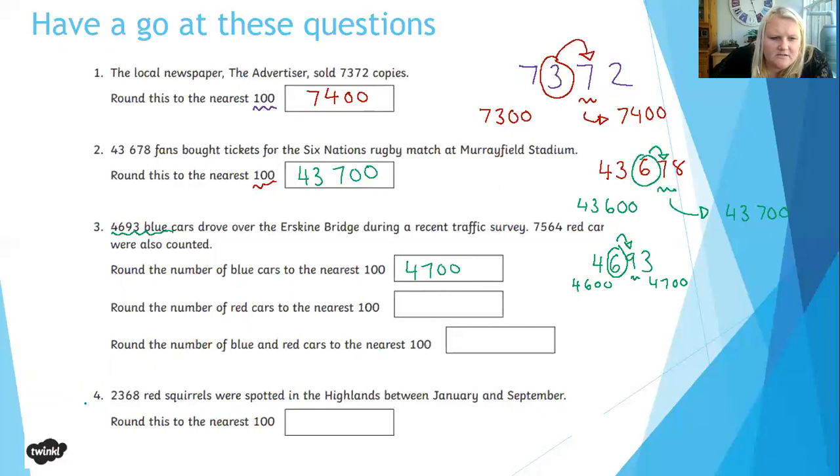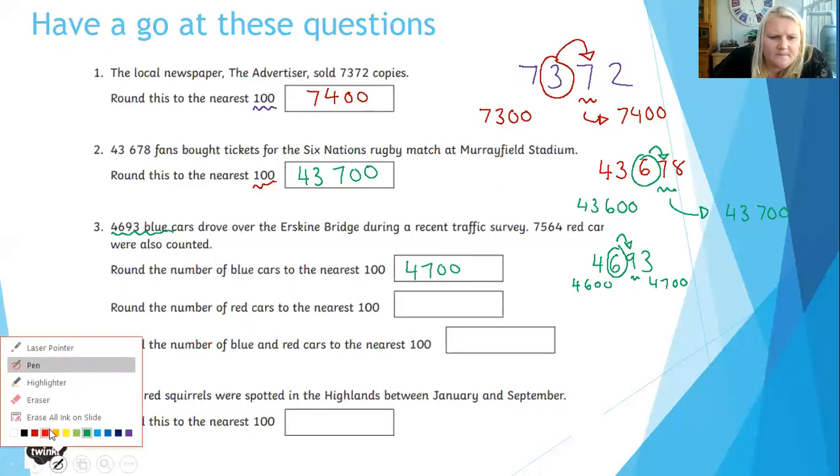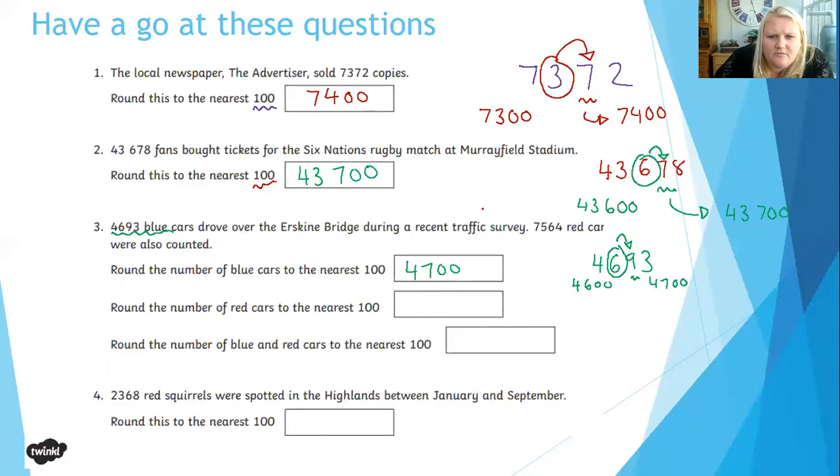And then the red cars. Okay, so the number of red cars is 7,564. Right, fabulous. Okay, I'm rounding to the nearest 100 again. Circle that, off we go. So it's either going to be 7,500 or 7,600. It's a 6, which means we're going to round it up to 7,600.